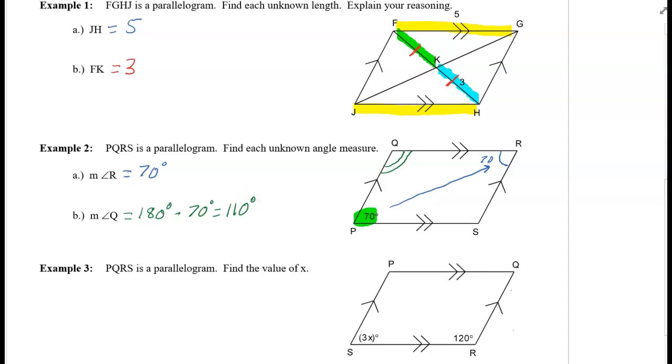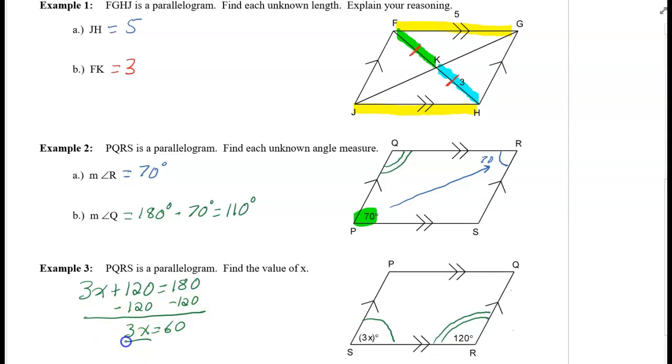Take a look at problem number 3. If you'd like to pause the screen and try it on your own, please do so. In problem number 3, angle S and angle R are consecutive angles, so they are supplementary. The equation we would write is 3x plus 120 is equal to 180. We'll subtract 120 from both sides. We will get 3x is equal to 60. Divide by 3. X is equal to 20. Let's look at the problems on the next page.